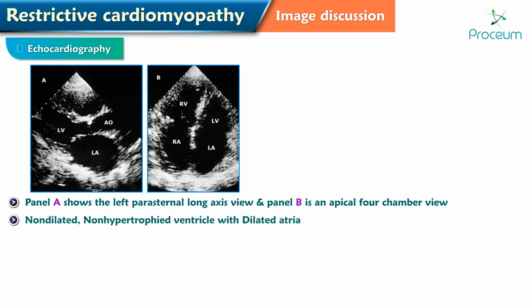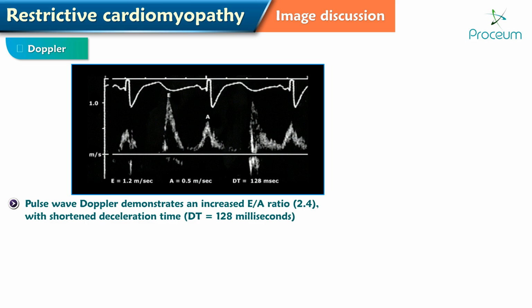The echocardiographic features typical of an idiopathic restrictive cardiomyopathy include a non-dilated, non-hypertrophied ventricle with dilated atria. Doppler in restrictive cardiomyopathy: the pulse wave Doppler in a patient with idiopathic restrictive cardiomyopathy demonstrates an increased E to A ratio with shortened deceleration time. Here's a schematic demonstrating how to differentiate between constrictive pericarditis and restrictive cardiomyopathy.